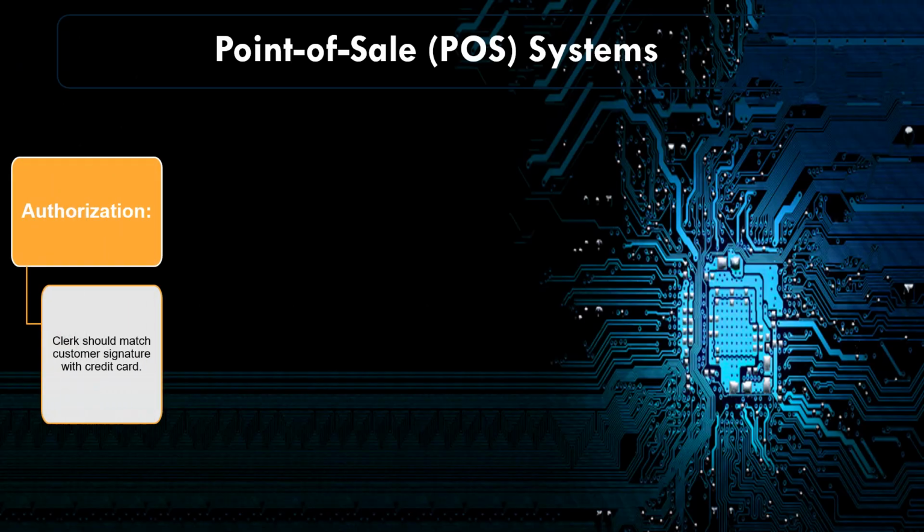So what is the control in the point of sales system? The main control is authorization. Authorization means we need to ensure that this transaction is by an authorized person. So if we receive cash, we try to check that this cash is not a fake banknote. But if it is a credit card, then we need to ensure that he is the owner of that card that they are holding or trying to use.